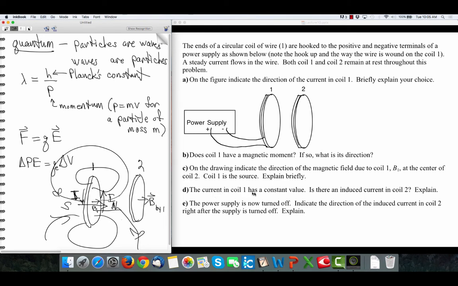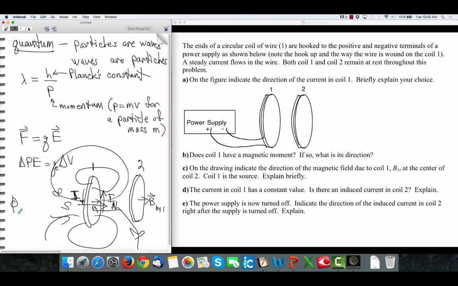The current in coil 1 has a constant value. So we turned it on 10 years ago. The power supply, plugged it in, turned it on, and for 10 years it's been the same. Is there an induced current in coil 2? No. Why not? There's no change in magnetic flux. Because the magnetic field in the center of this coil has been constant. It's not changing, so the magnetic flux isn't changing.